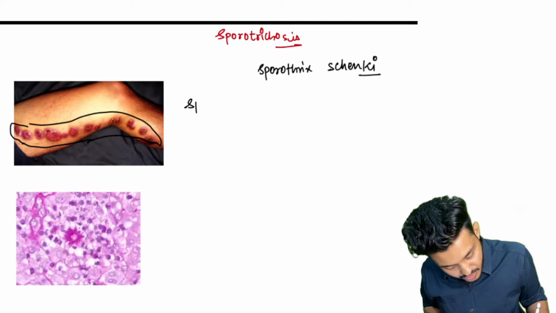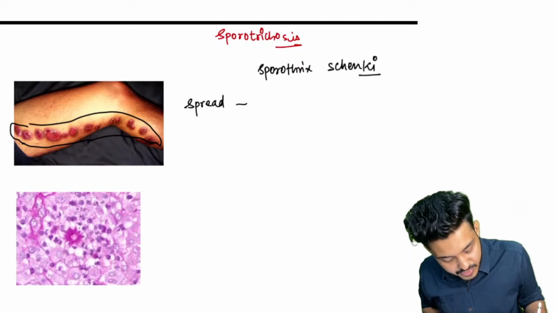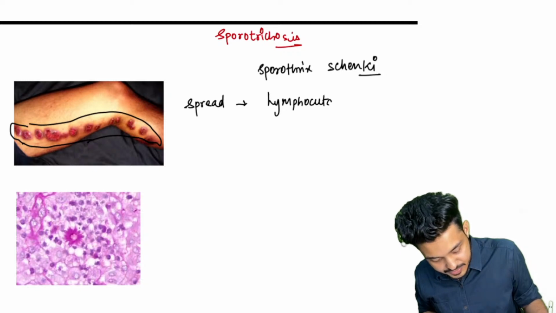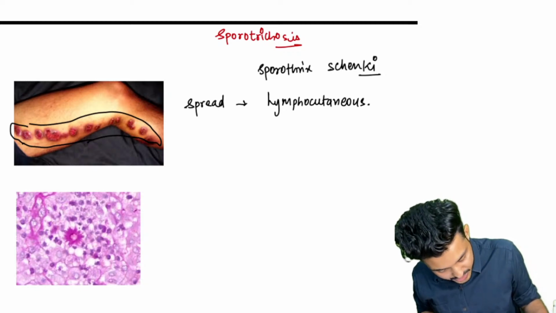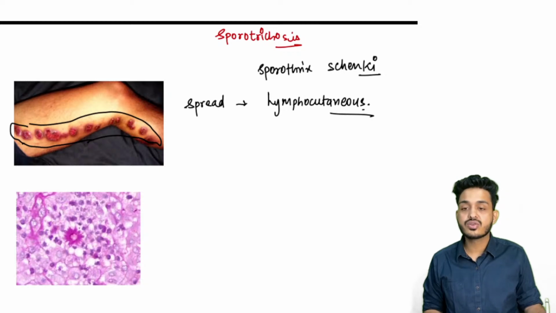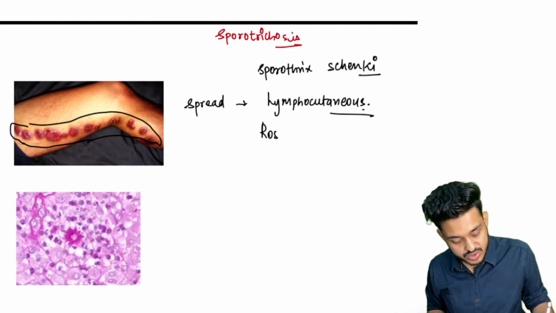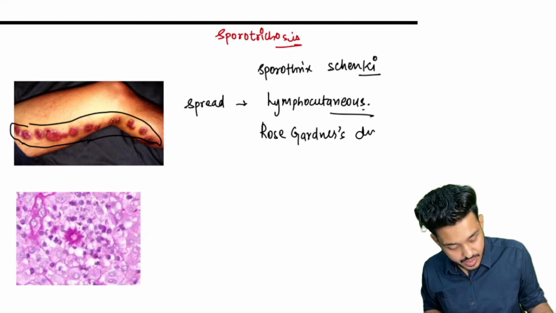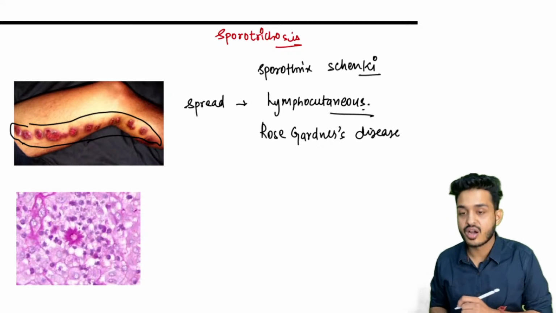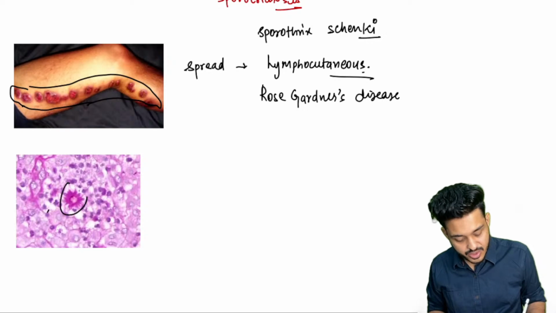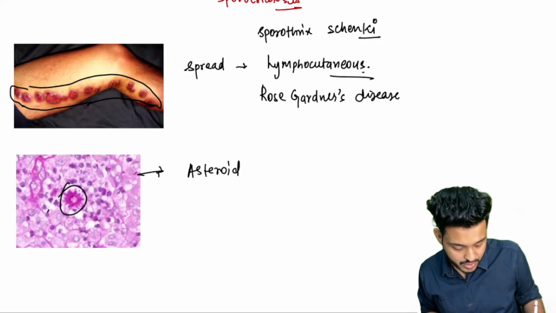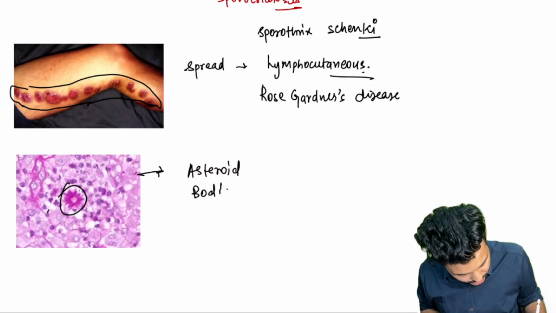So how will it be spreading? The spread would be lymphocutaneous. This is also known as Rose Gardener's disease. What is the other name for this? Rose Gardener's disease. And these bodies are known as asteroid bodies. What do you call these bodies? Asteroid bodies.